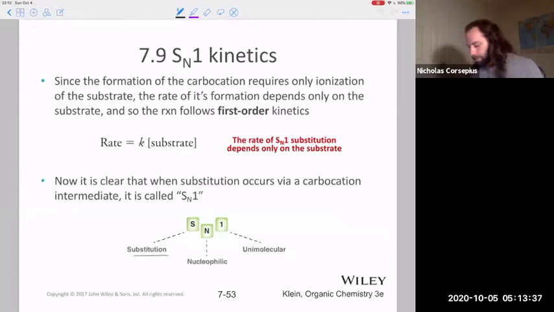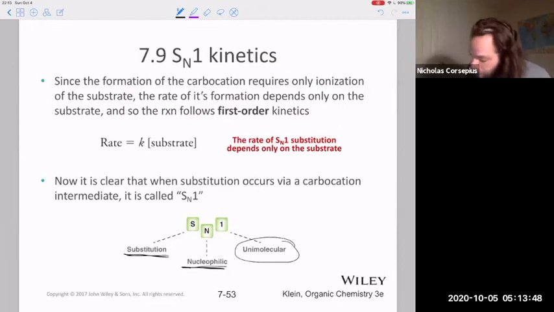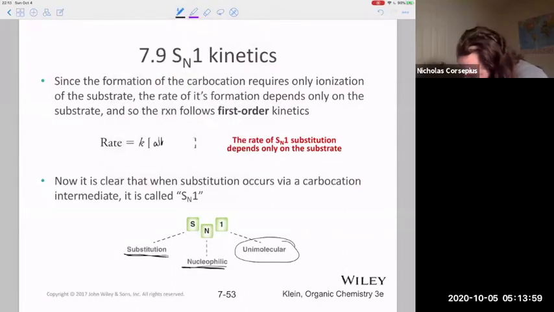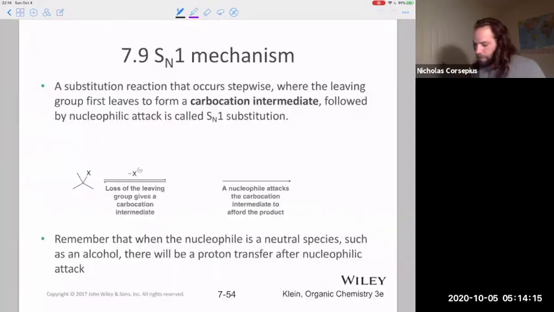So to pick it apart, the S is substitution. It's an SN, a nucleophilic substitution, but it's unimolecular, meaning that the only thing that matters in terms of the reaction rate is the substrate, or more specifically, the alkyl halide. The rate of an SN1 substitution depends only on the concentration of alkyl halide.